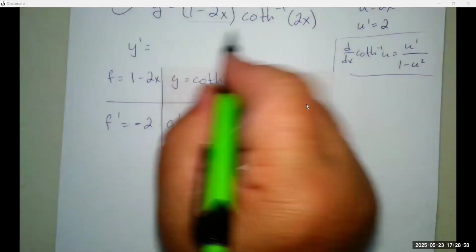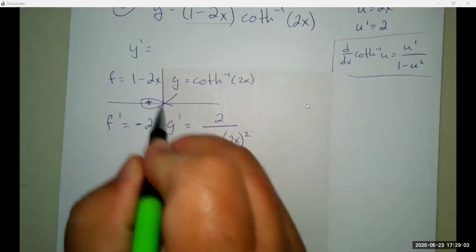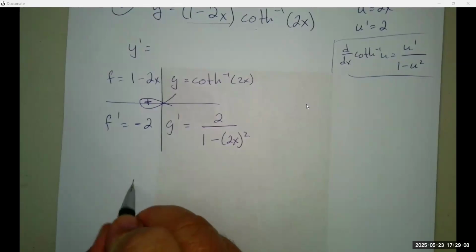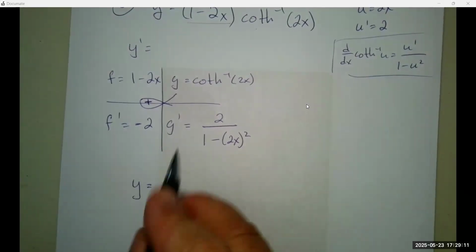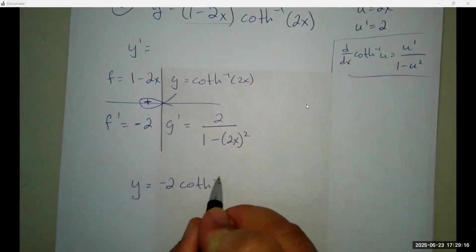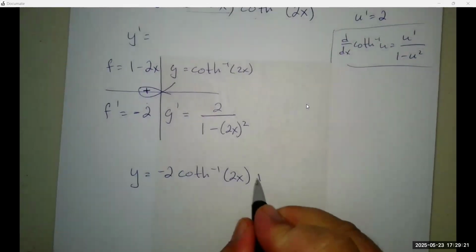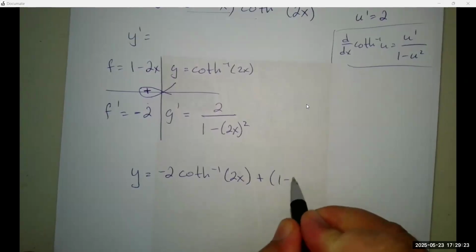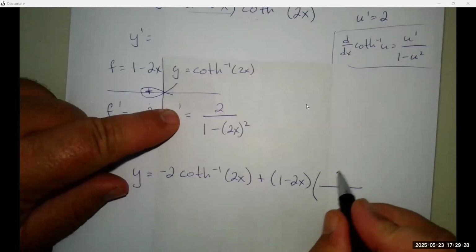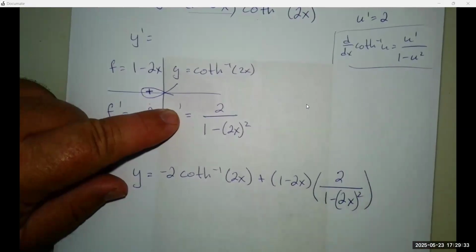So since it's a product, we're going to go the fishy thingy. And since it's a product, we use a plus. If it's a quotient, we use a minus. So we have negative 2 times the inverse of the hyperbolic cotangent of 2x plus 1 minus 2x times 2 over 1 minus 2x squared.